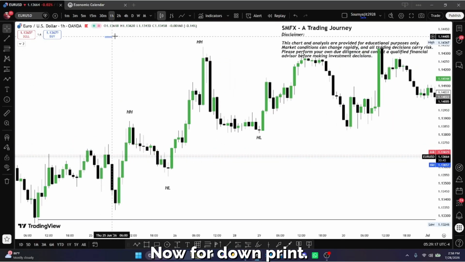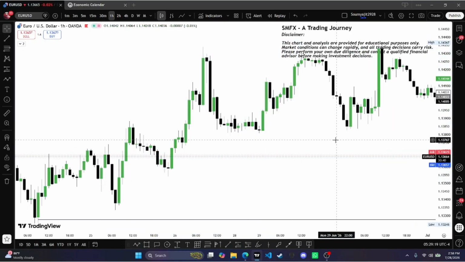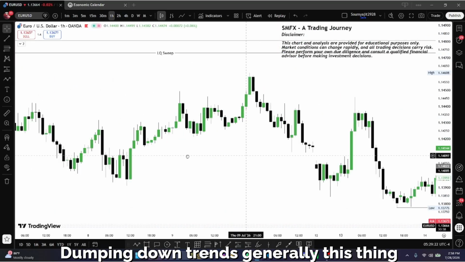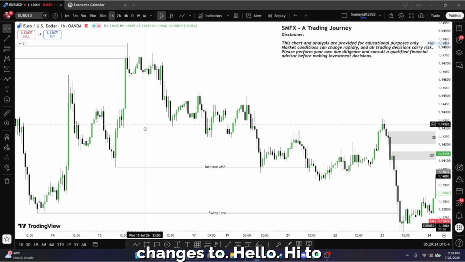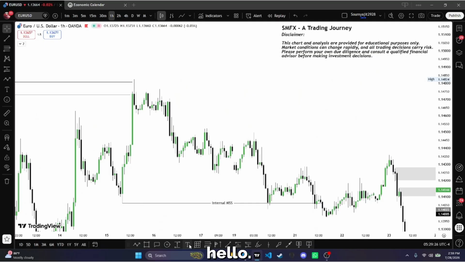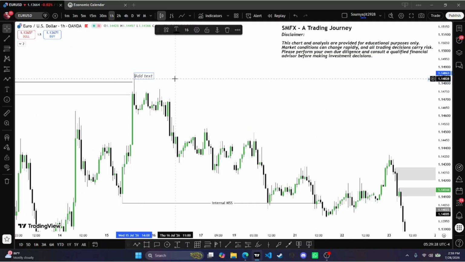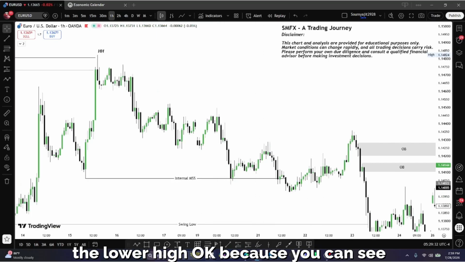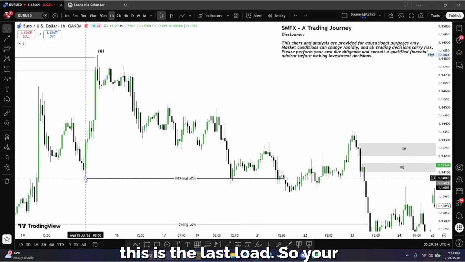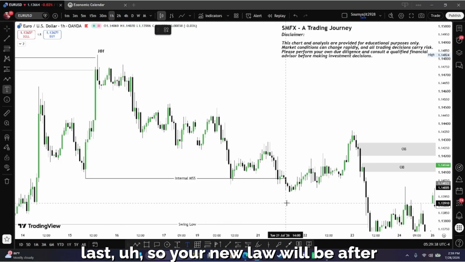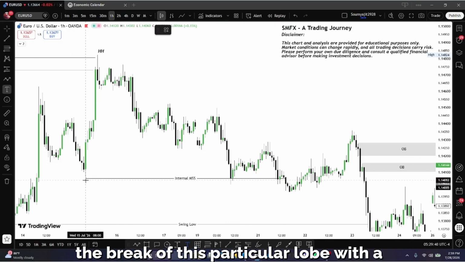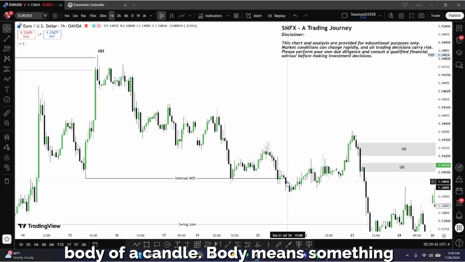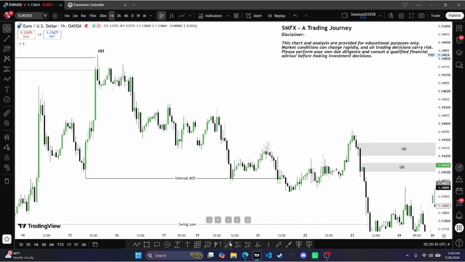Now for downtrend. In downtrends, generally this thing changes from higher high to lower high. This will be the lower high, okay? Because you can see this is the last low. So your new low will be after the break of this particular low with the body of a candle. Body means something like this.